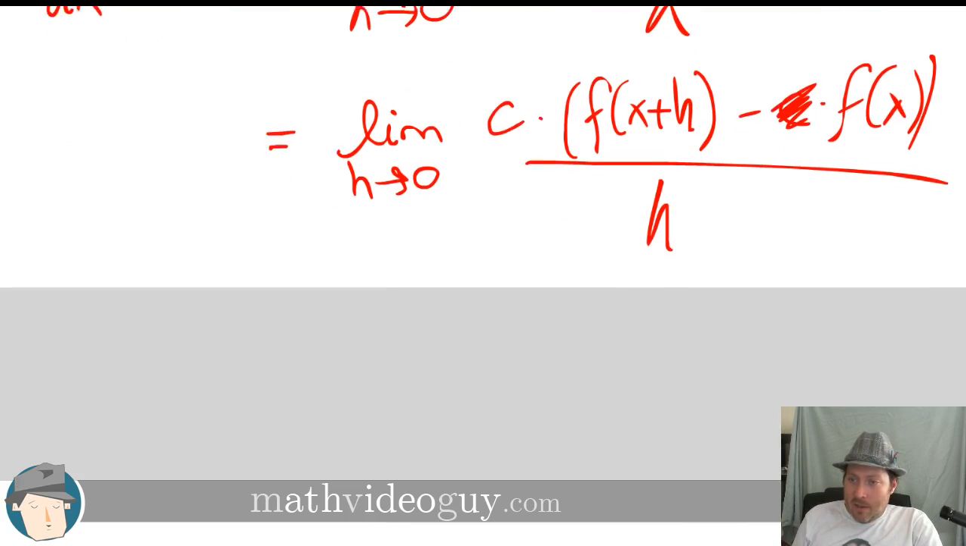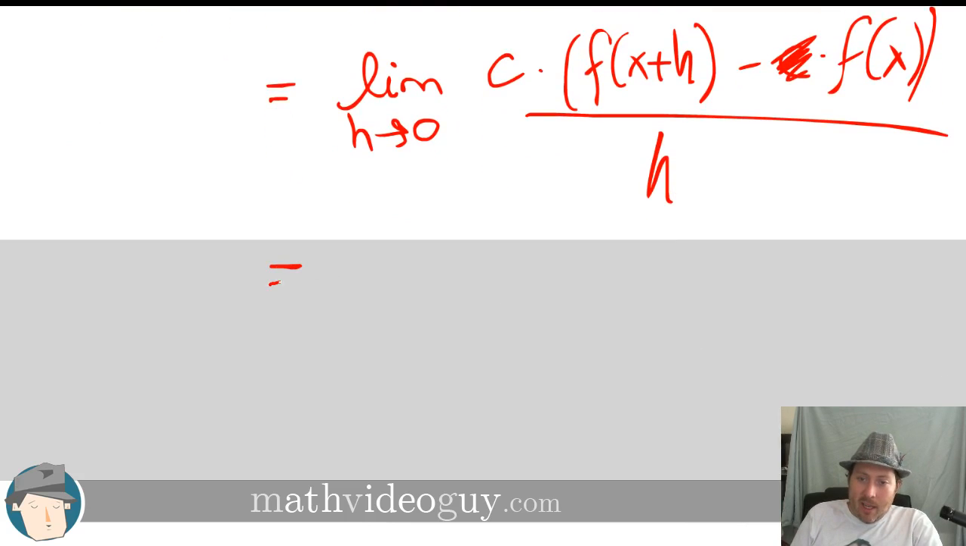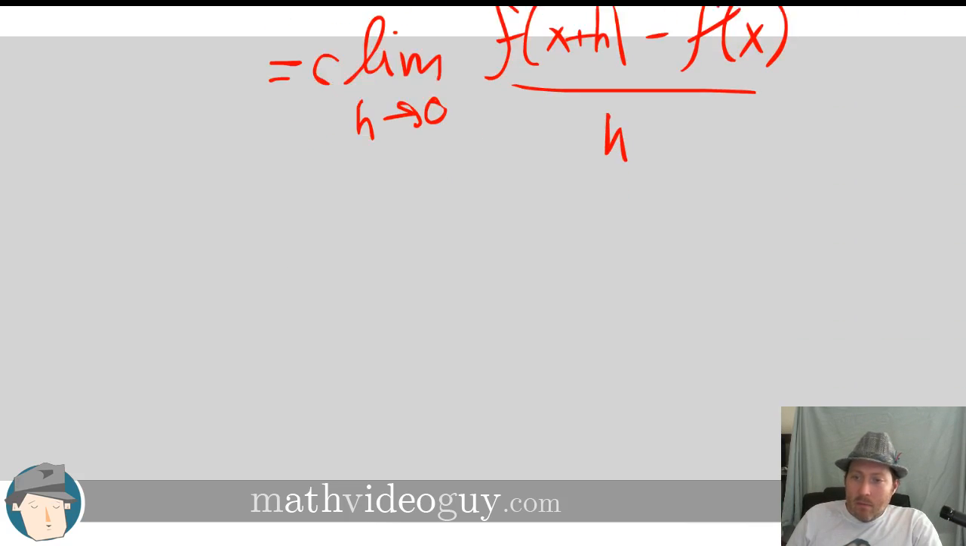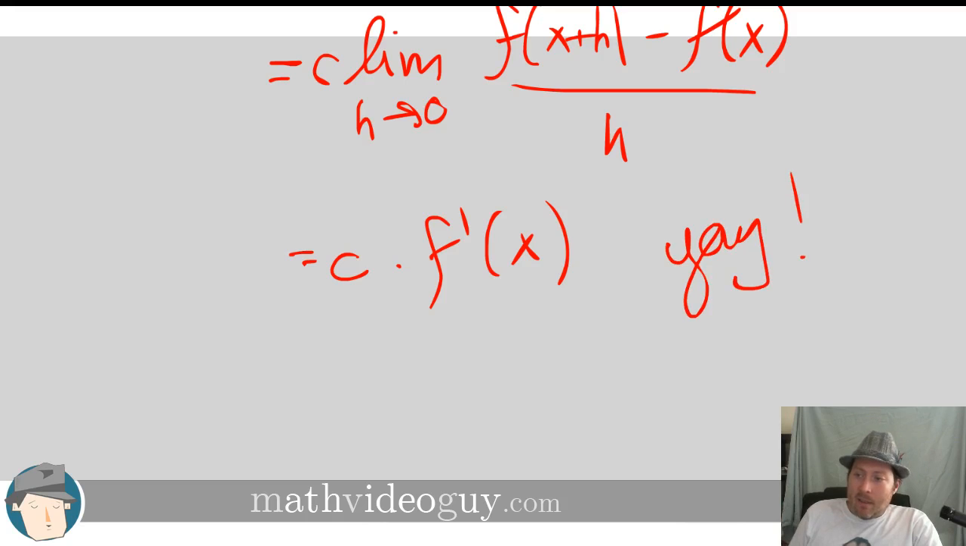Over h. Now we're running out of paper, but that's okay because we don't follow the rules. Limit, we're going to take the c out now because a constant can come out of a limit. We know that from the limit rules. So we just wind up getting this, which is equal to c times f prime of x. Yay, again.